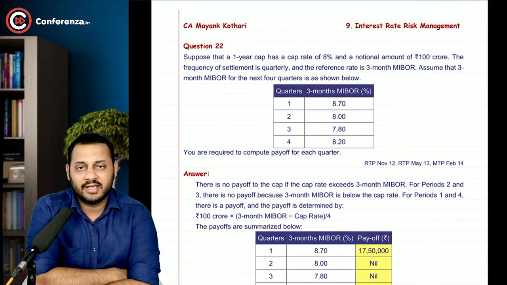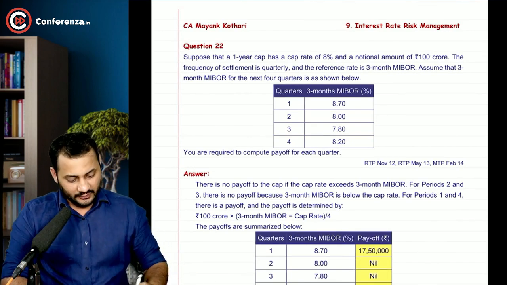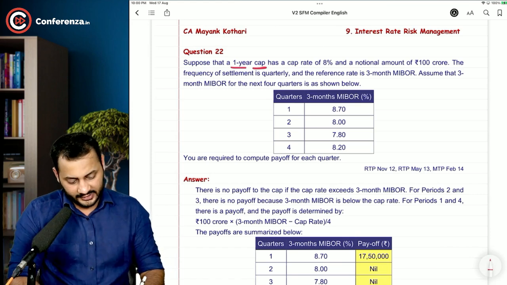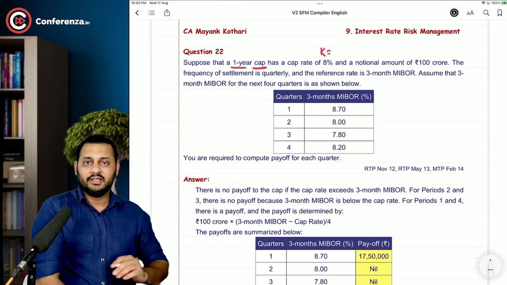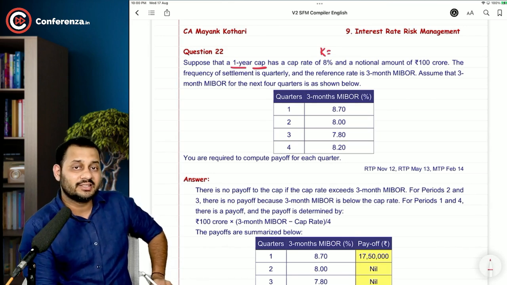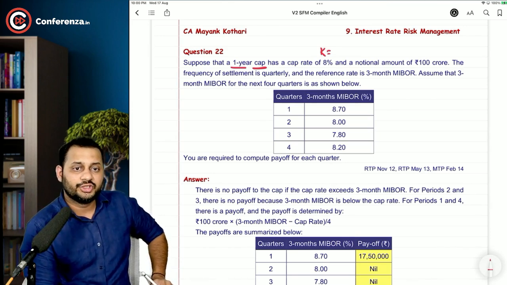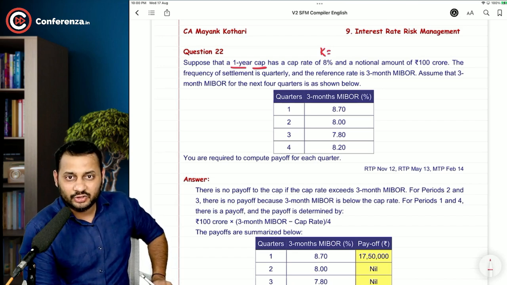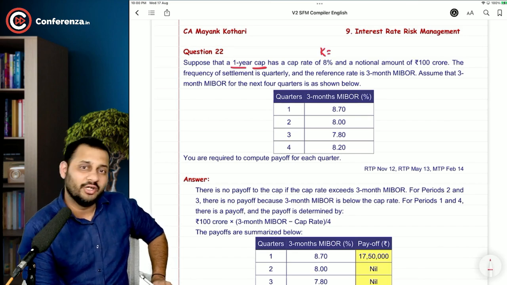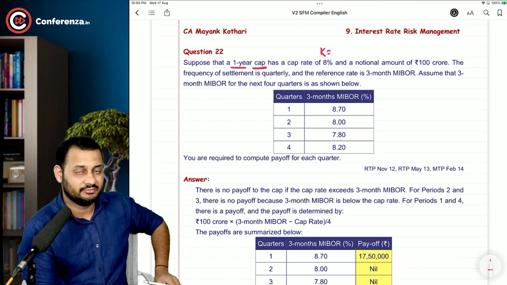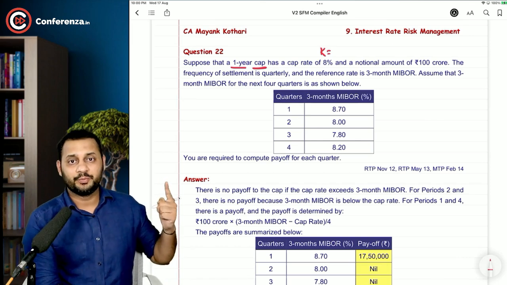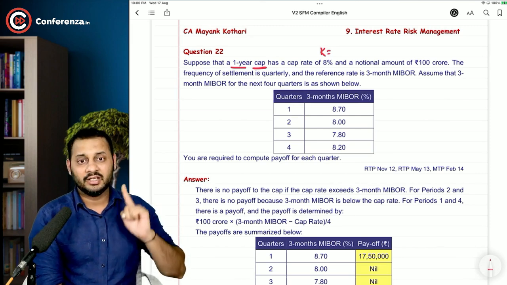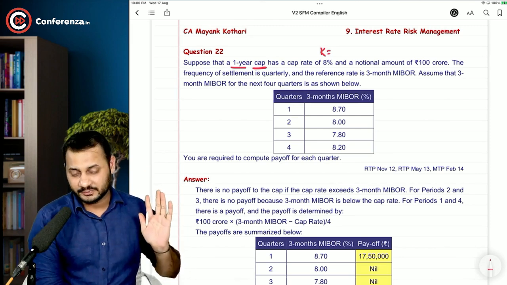Suppose that a 1 year cap has a rate of 8%. Now understand, this is a 1 year cap option, meaning upper limit. 8% is the strike rate. In this case, it is not a strike price, it is a strike rate. And a notional amount of 100 crore. What does that mean? If you buy this option and the interest rate goes beyond 8%, you will get the difference. If you sell the option and the interest rate goes beyond this, you will pay the difference. Buyer will receive, seller will pay the difference.